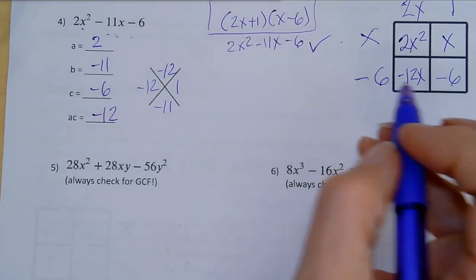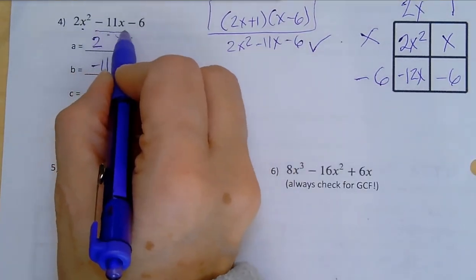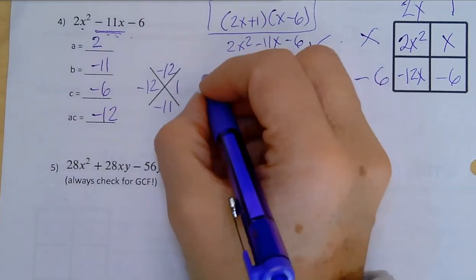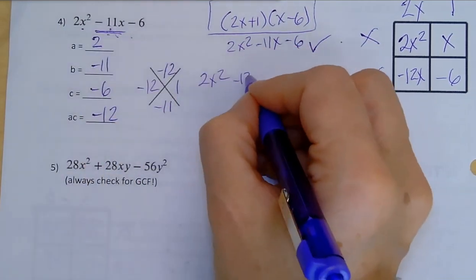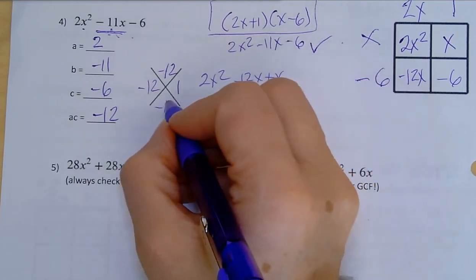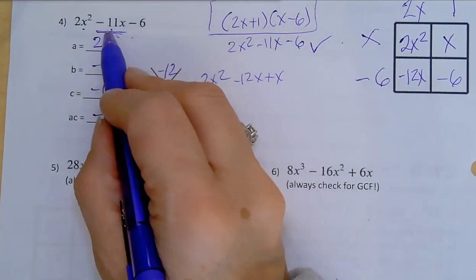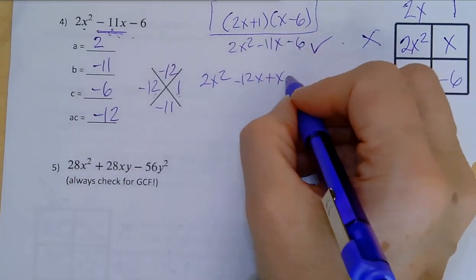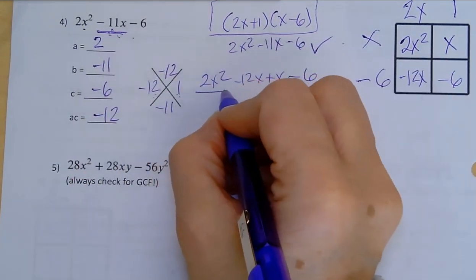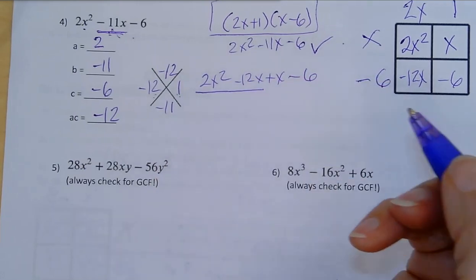Just as a side thought, if you wanted to do this by grouping, you're going to end up with 2x squared. Instead of minus 11x, you would say minus 12x plus x, right? Because those are your magic numbers there. Minus 12x plus x is minus 11x. And then I still have minus 6. So this is by grouping if you prefer that method.